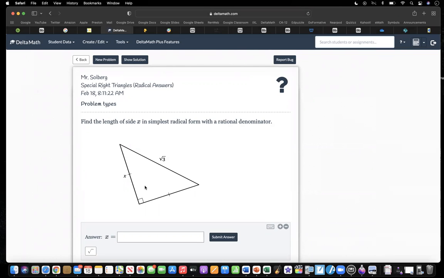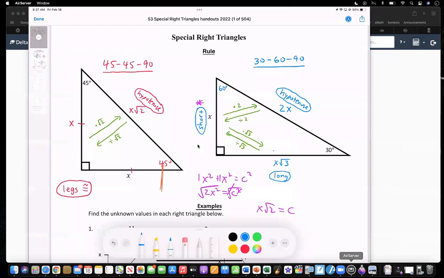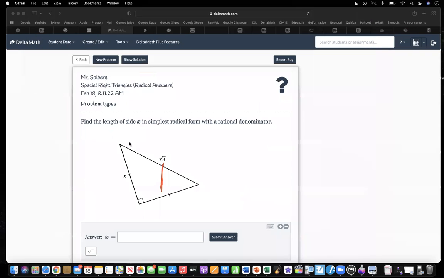Okay, so let me pull up my rules here. So let's go through a few of these. So here we have the tick marks here. So that means this is 45, 45, right? So we have a special 45, 45, 90. Okay, so remember my rule for going from the hypotenuse to one of the legs is radical 2, right? So to go from leg to hypotenuse, multiply by radical 2. From hypotenuse back to the leg, it's divide by radical 2, right? So I can divide by radical 2 here.